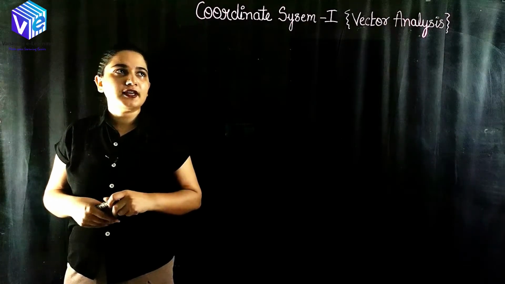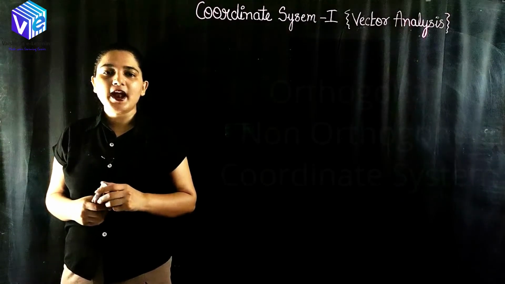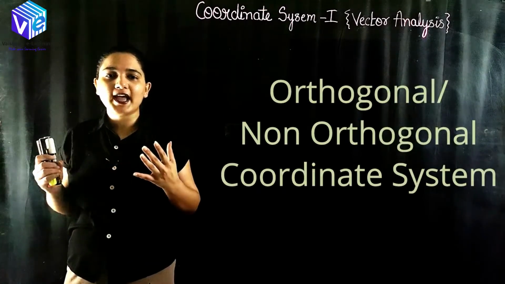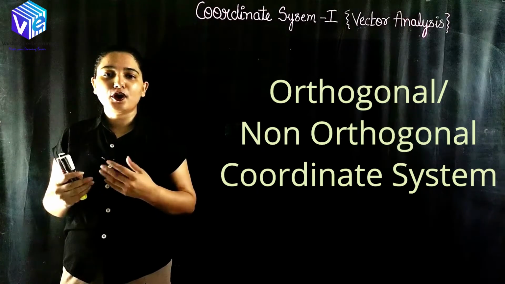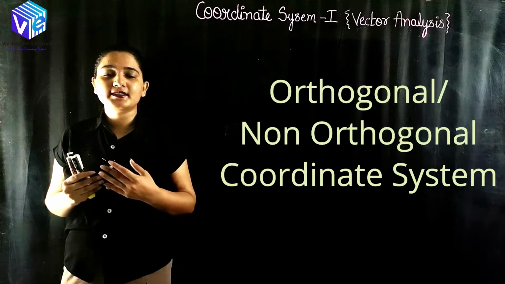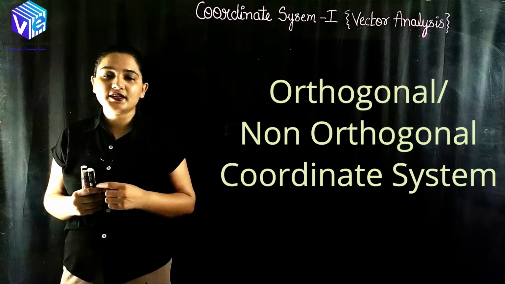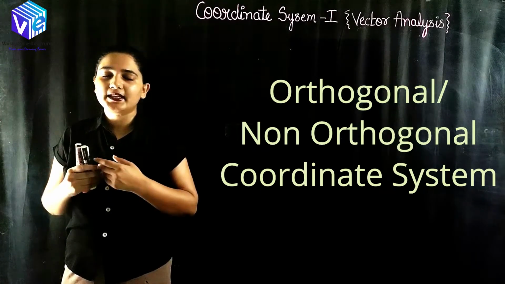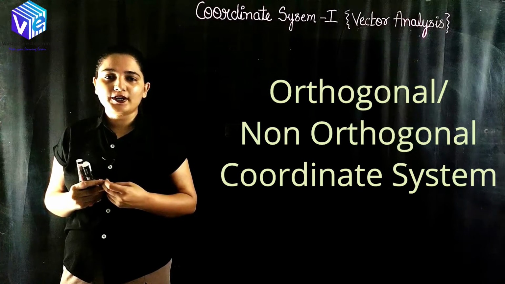There are two types of coordinate system: orthogonal coordinate system and non-orthogonal coordinate system. In orthogonal coordinate system, all of the axes are mutually perpendicular to each other, whereas in non-orthogonal coordinate system, axes are not perpendicular to each other, and due to this reason, non-orthogonal coordinate systems are hard to deal with and these are of no practical use. We mainly deal with the orthogonal coordinate system.